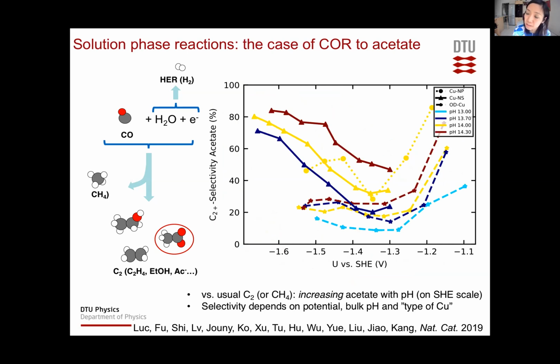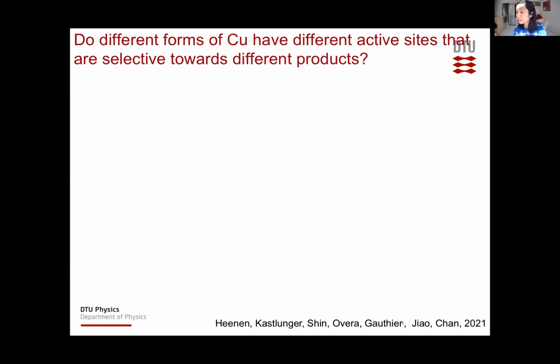In addition to that, acetate shows a very interesting dependence on potential in terms of its selectivity. It also depends on the type of copper that we are working with. What is shown here is that there are differences in selectivity, whether we're working with copper nanoparticles, nanosheets, or oxide-derived copper. One of the hypotheses out there for why this might be is that perhaps we have different active sites on different forms of copper, which is a very reasonable hypothesis.